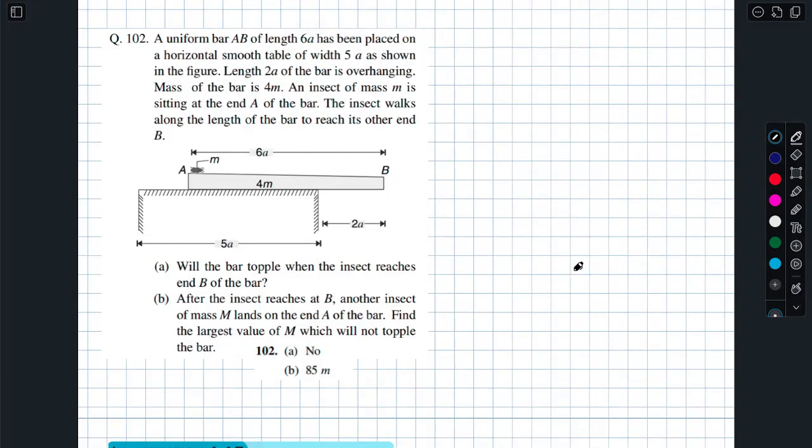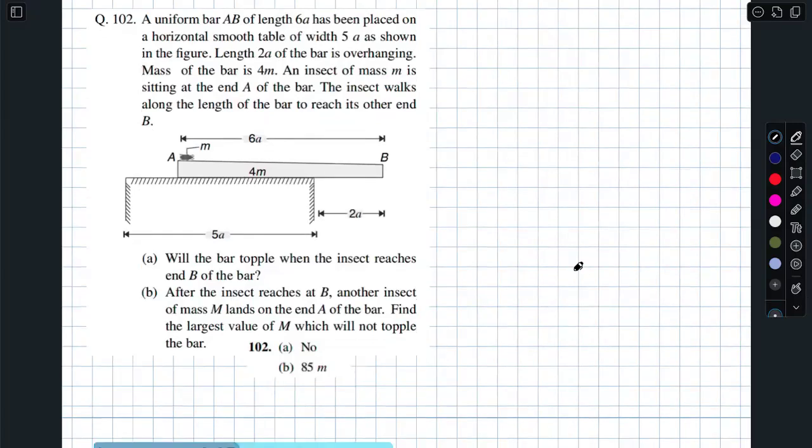Uniform bar AB of length 6A has been placed on a horizontal smooth table of width 5A, as shown in the figure. Length 2A of the bar is overhanging. Mass of the bar is 4m. An insect of mass m is sitting at the end A of the bar. The insect walks along the length of the bar to reach its other end B. Will the bar topple when the insect reaches the end B of the bar?